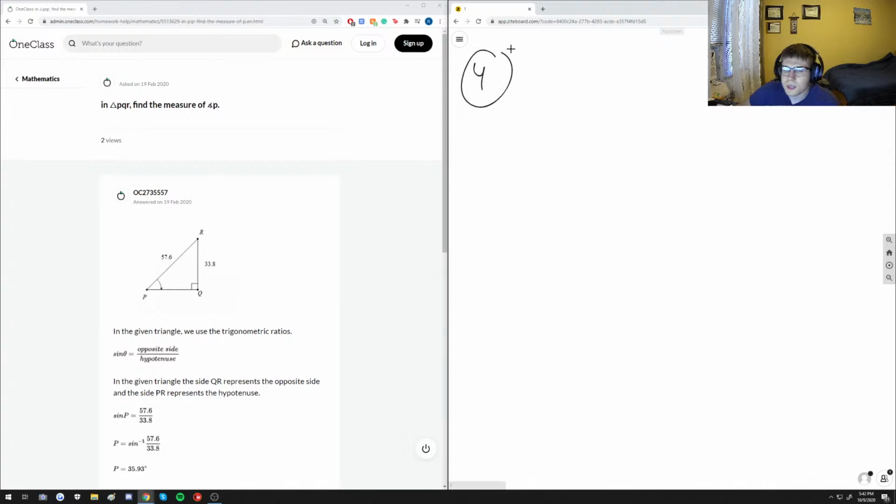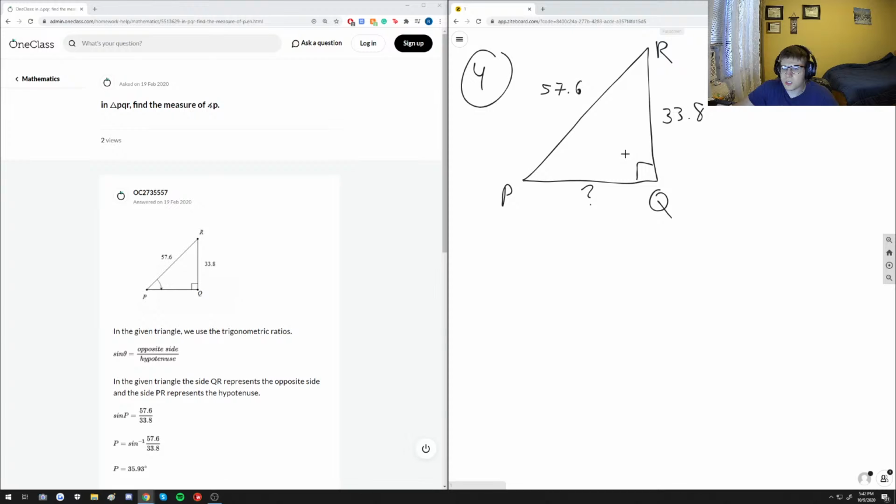All right. So number 4, we have a triangle PQR and we want to find the measure of angle P. I'm just going to draw this triangle out here, and I'm going to have P, Q, and R. We have some side values here. The hypotenuse is 57.6. This leg right here is 33.8. We don't know what this leg PQ is, but we can find it if we wanted to using the Pythagorean theorem. This question says find angle P.